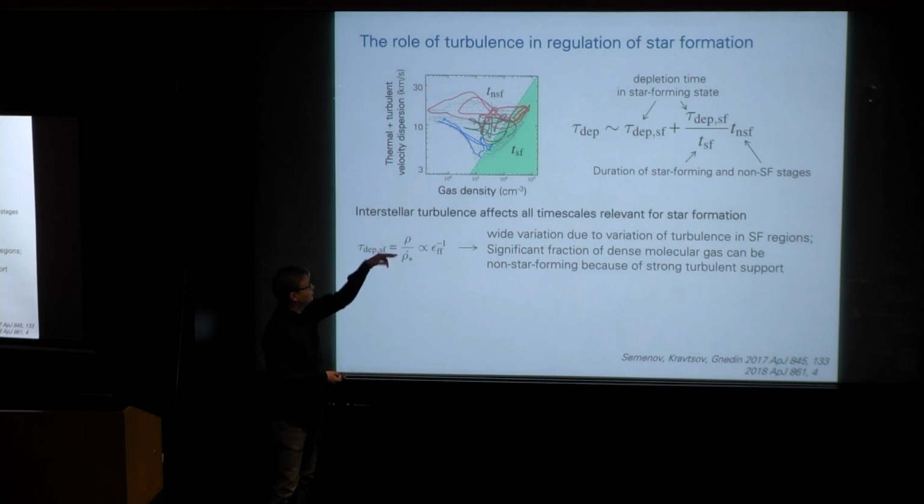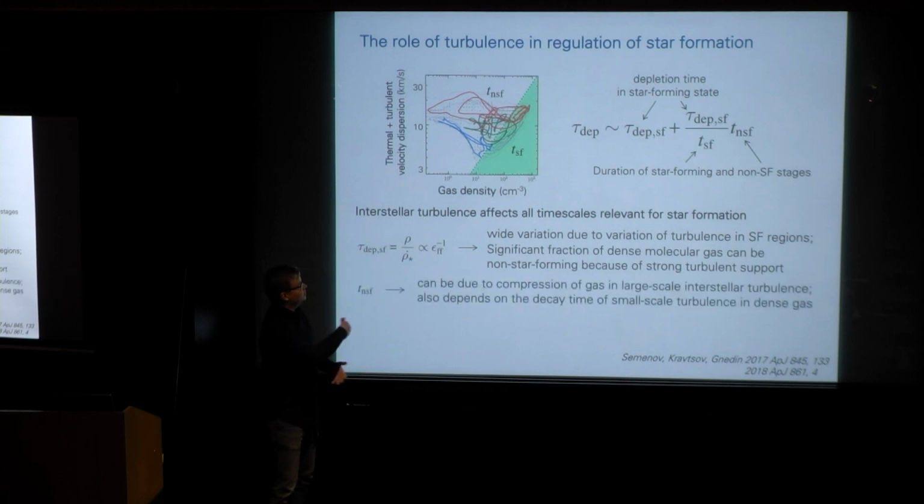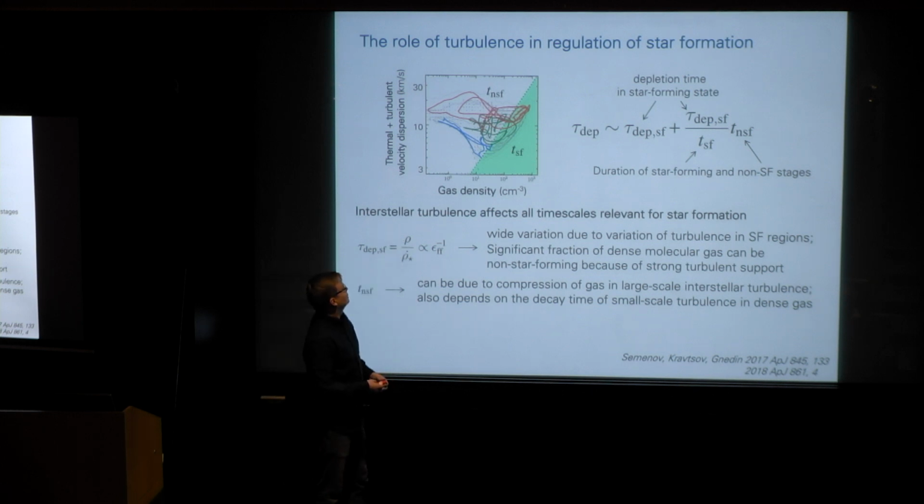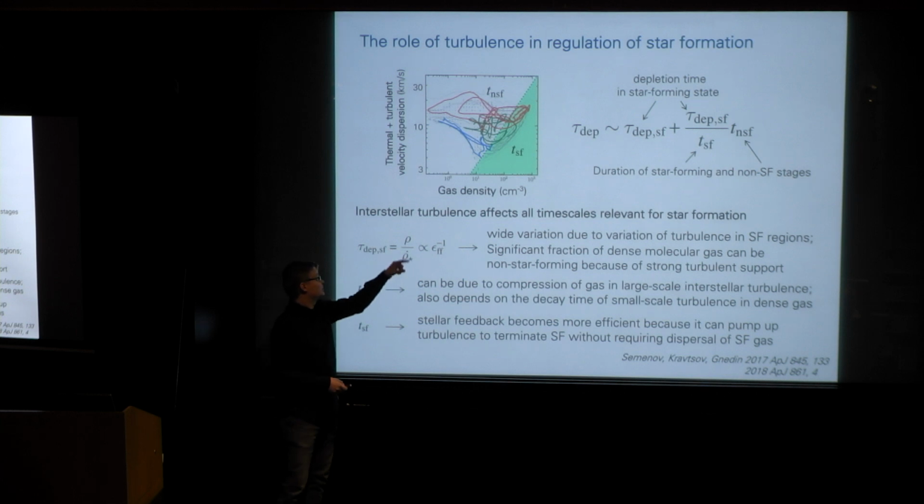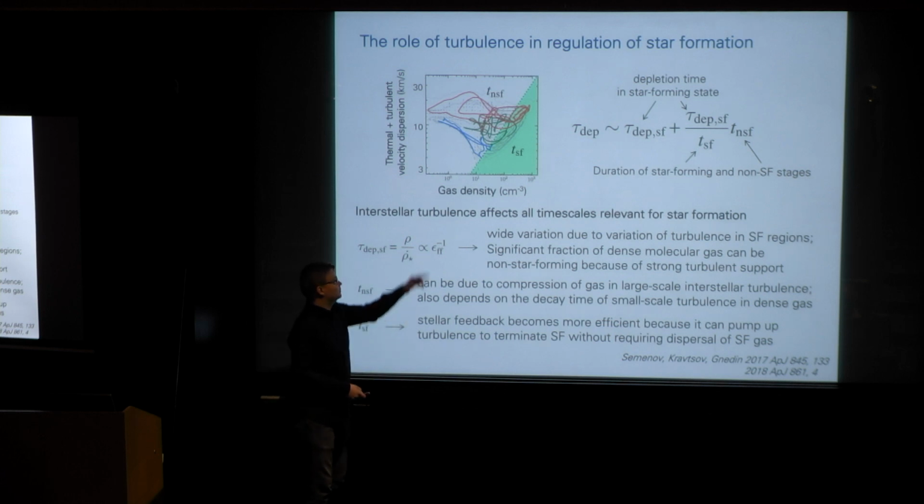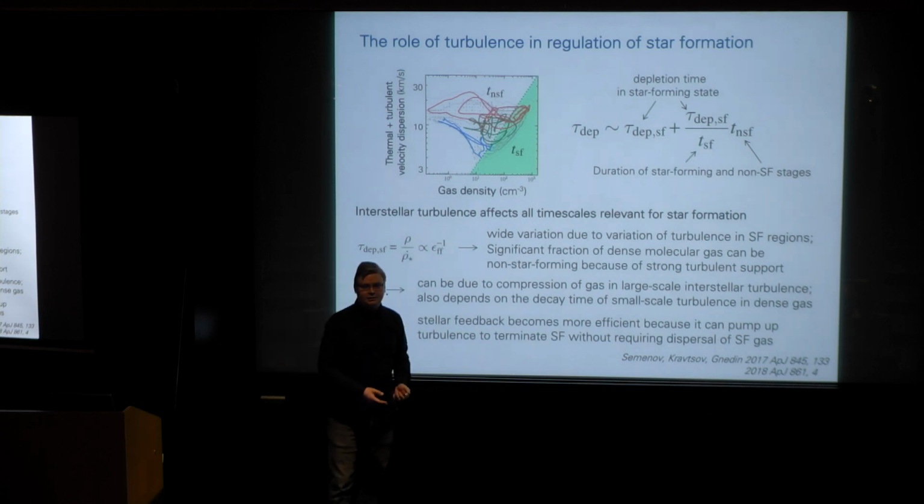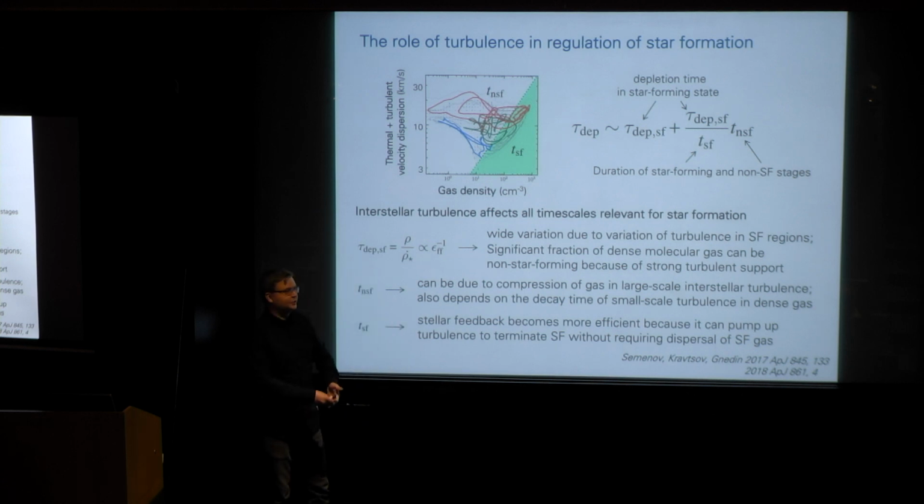But in addition to this, turbulence can also affect the transitions between star-forming and non-star forming states. So for example, the large-scale turbulence can move gas around this plane, and in dense gas, the transition to the star-forming state is set by the decay of turbulence locally in star-forming regions. At the same time, the turbulence can make stellar feedback more efficient in removing gas from the star-forming state, because now stellar feedback can just drive turbulence to stop star formation in star-forming regions instead of requiring to destroy the entire region. And this can be much more efficient.